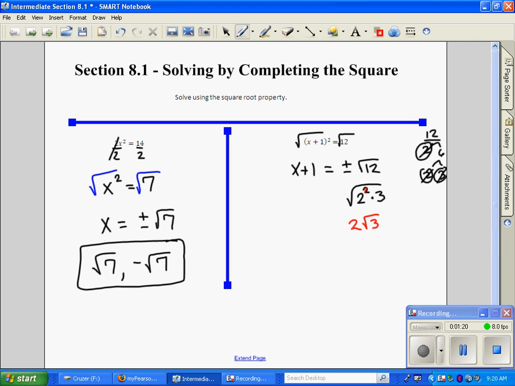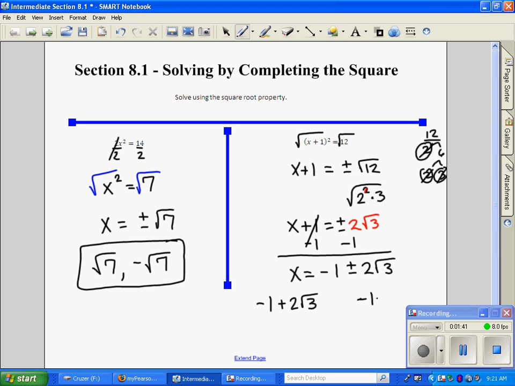So we have x plus 1 equals plus or minus 2 square root of 3, and now we want to get x by itself, so we subtract 1 from both sides. X equals negative 1 plus or minus 2 square root of 3. If I separate it out, I get negative 1 plus 2 square root of 3, and my other one is negative 1 minus 2 square root of 3.